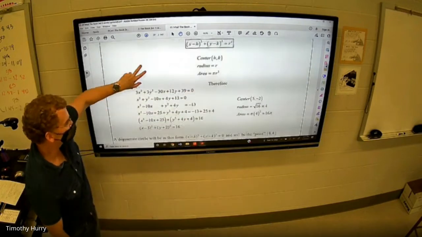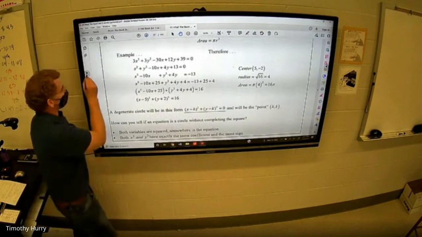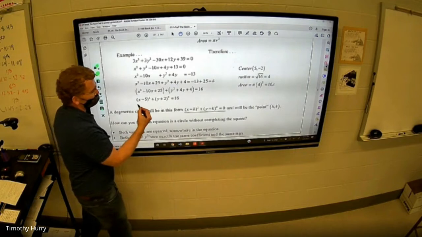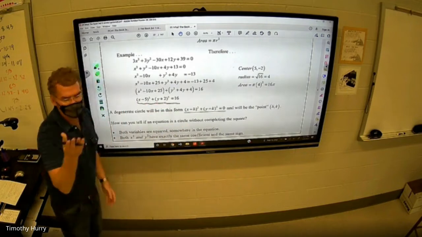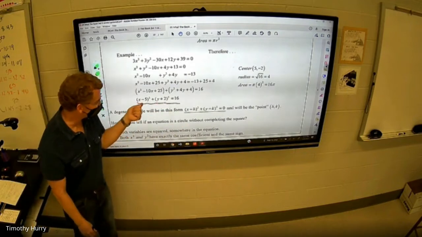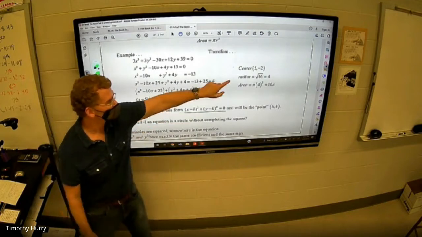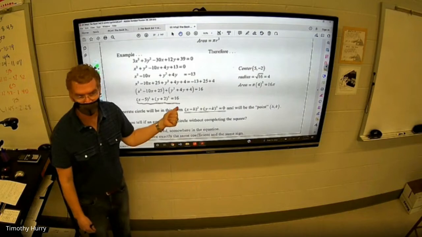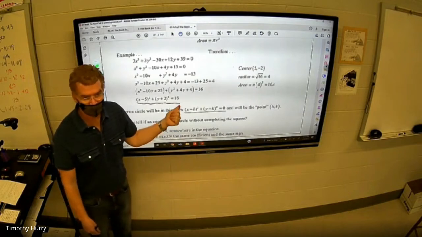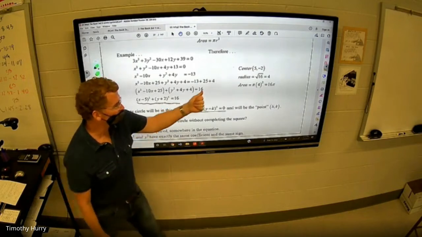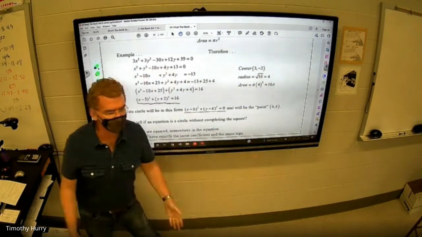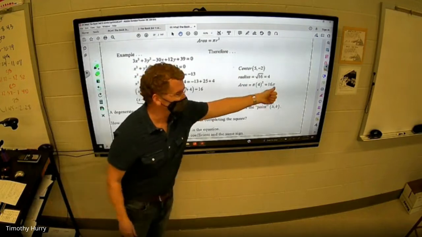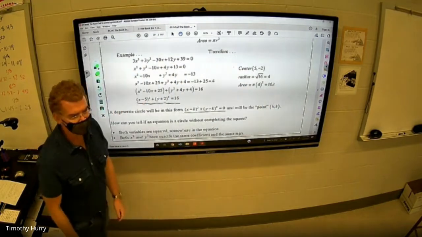So hopefully, if I give you an equation like this, I'll talk about completing the square in a second, you'll go, oh, well, the center is at positive 5, negative 2. If I want the radius, what does 16 stand for? The radius squared. So square root it, and I get 4. And if I want the area, it's just pi r squared. So pi times 16, 16 pi.